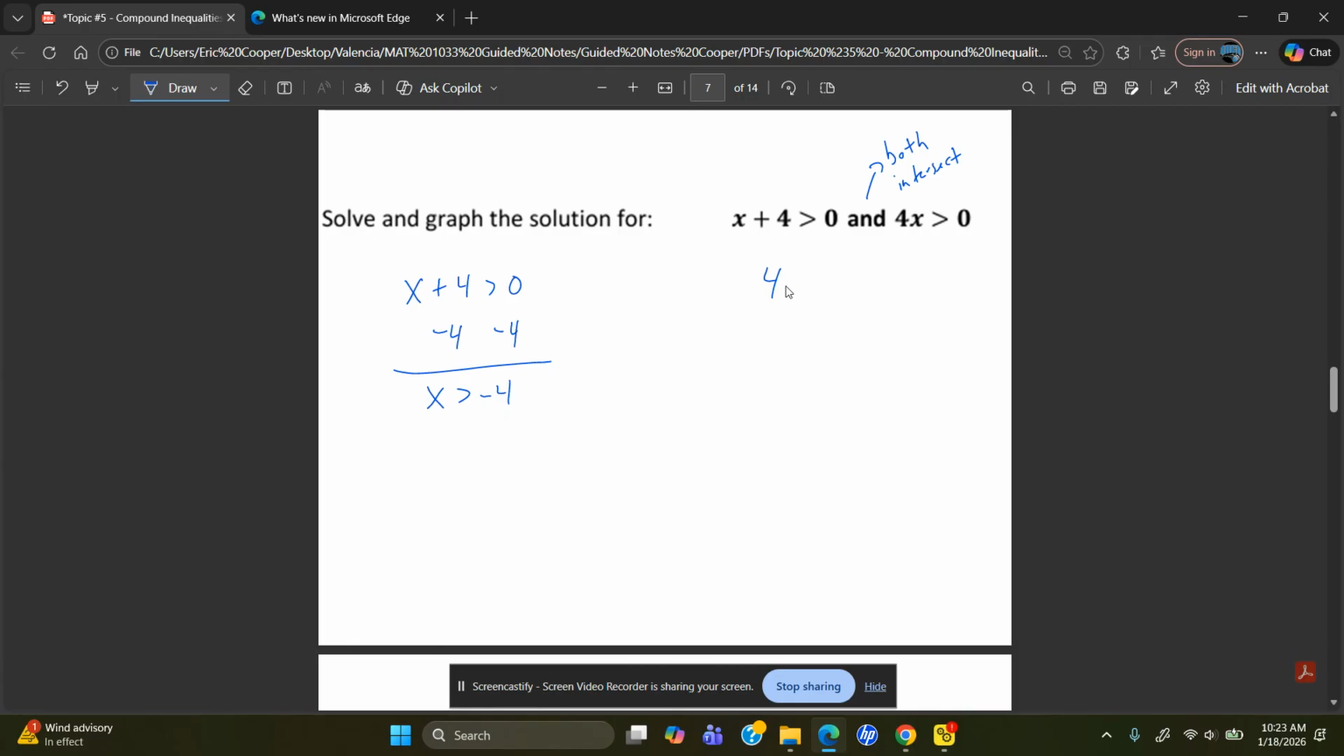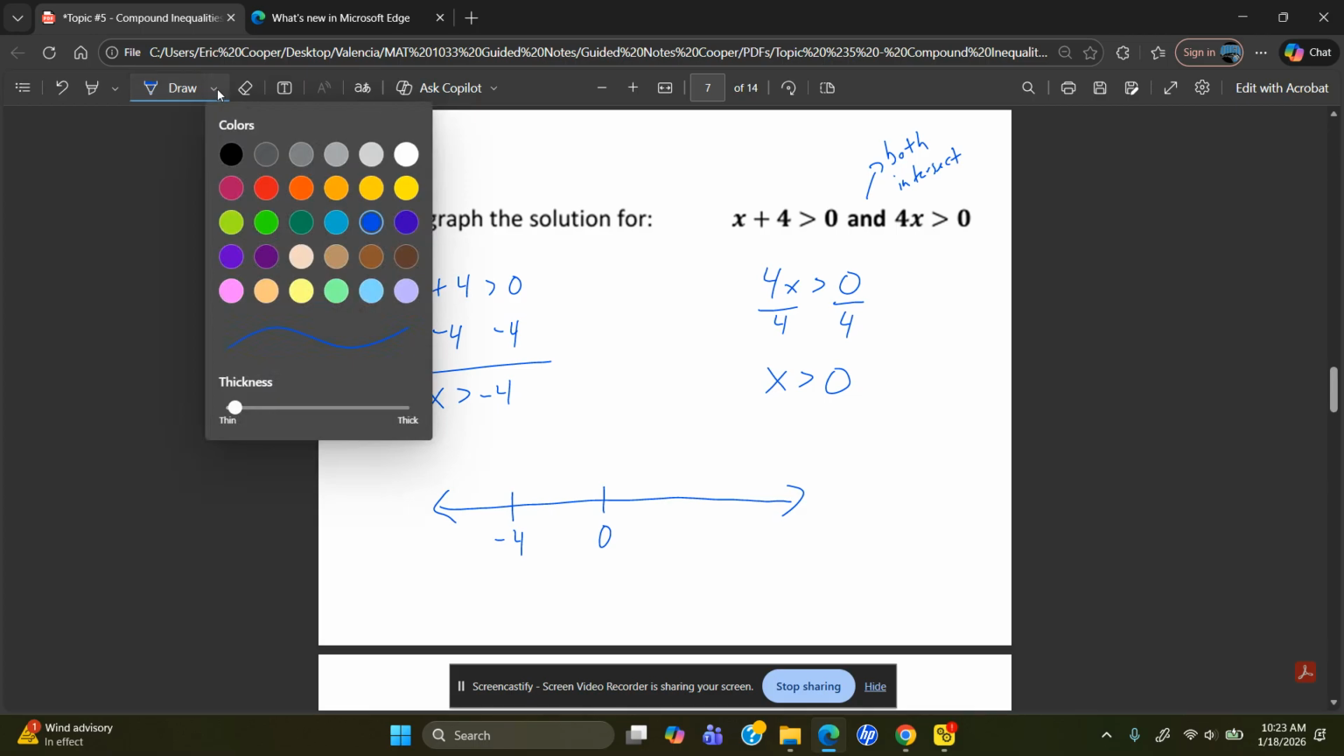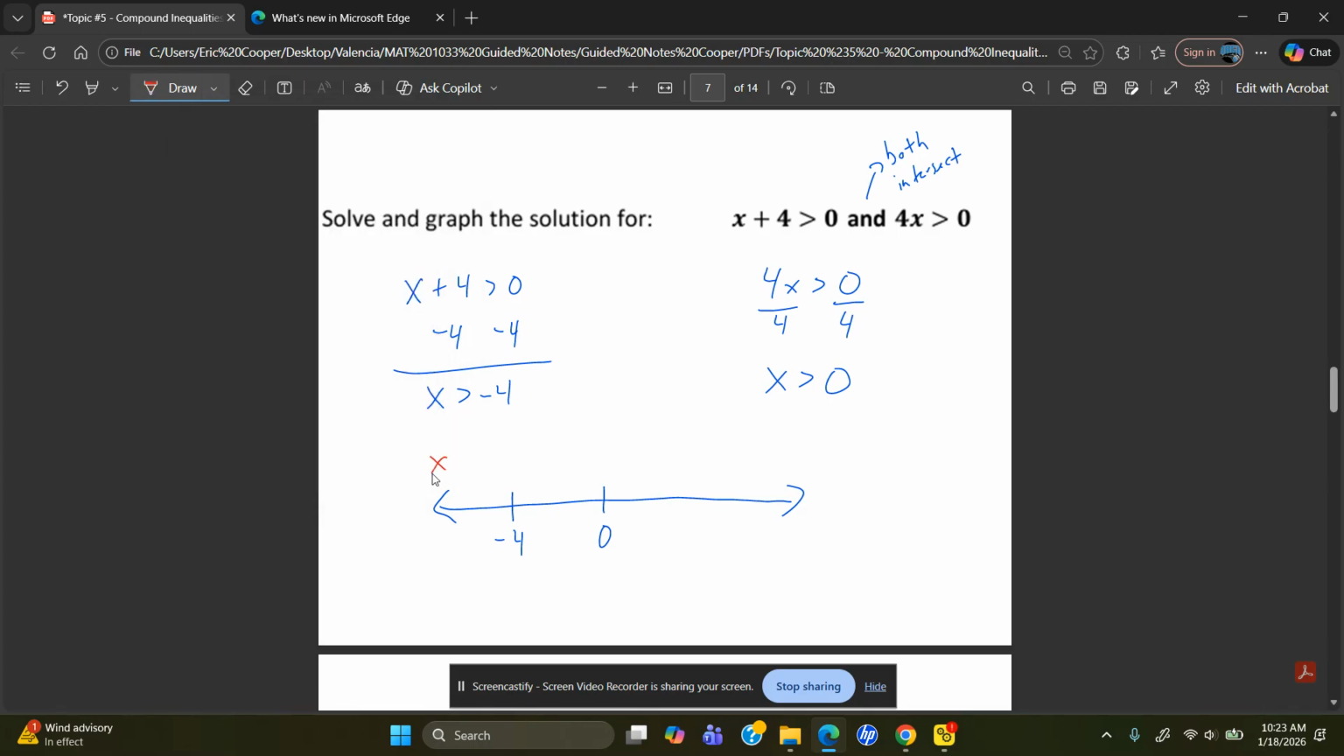Let's take the second problem and let's solve it. This time it says 4 times x is greater than 0. To get rid of multiplication, I'm going to divide, and I'm going to get x is greater than 0. So I need to find all the solutions where x is both greater than -4 and greater than 0. Let's put both of these on a number line and see what happens. So if I wanted to graph x is greater than -4, and I'm going to do that at the top here, we would have an open dot at the -4, and we would graph all the values going this way.